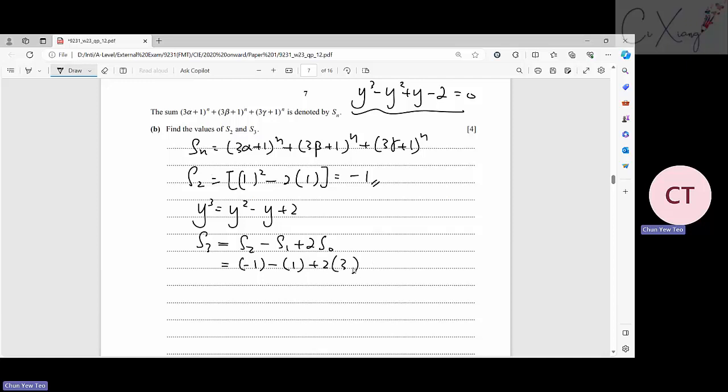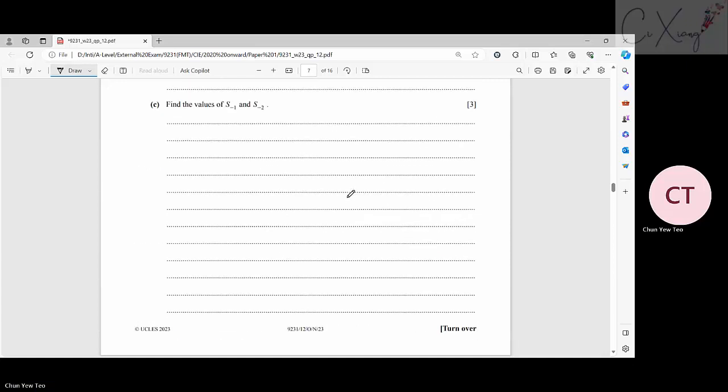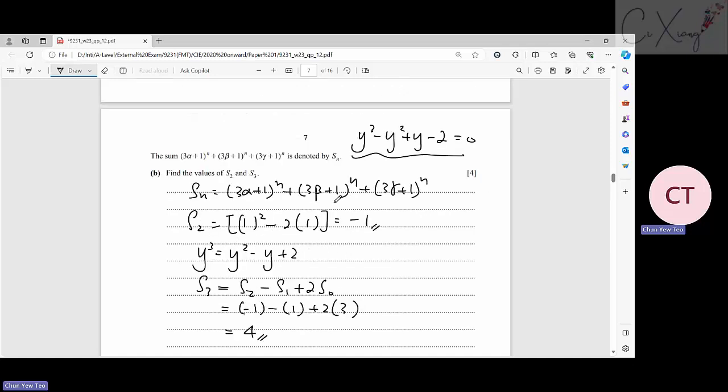S0 is 3. Okay, then just press the calculator. You will get 6 minus 2, you get 4. That will be the answer for B. Move on. Question C. S negative 1 and S negative 2. In order to get them, it is still following the same relationship over here.